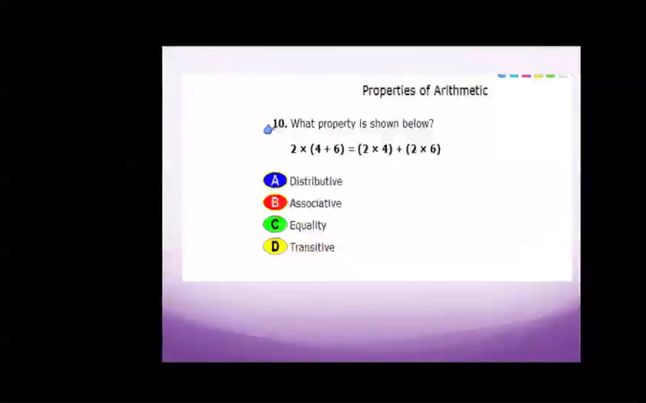Which property is shown below? Take a moment to read your choices and pause the video when you've made your selection. This is the distributive property. This 2 is multiplying everything in the parentheses. 2 times 4 plus 2 times 6.